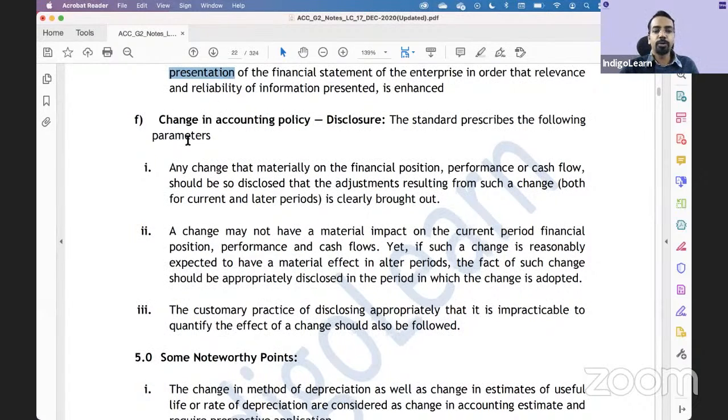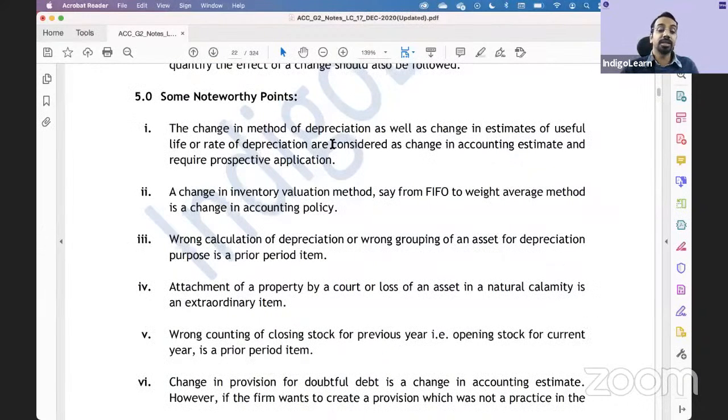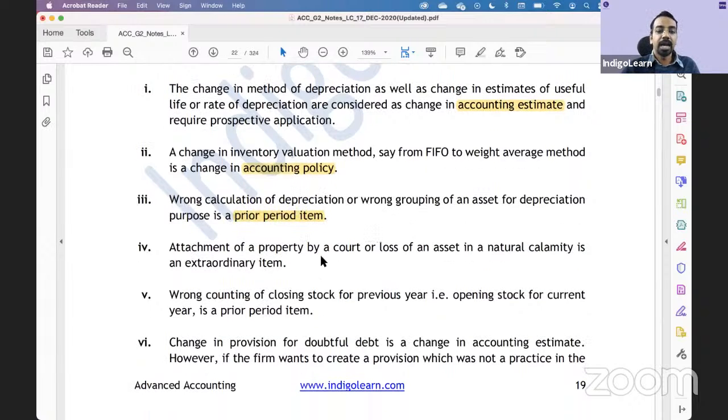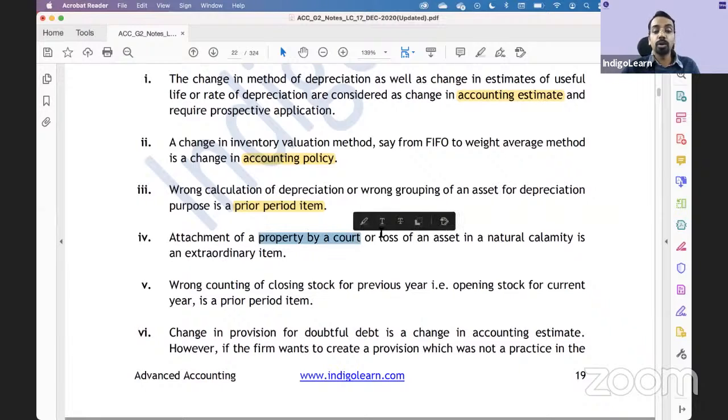So some quick explanations. Methods of depreciation and changes in estimated useful life are accounted for as a change in accounting estimate. A change in inventory valuation method is a change in accounting policy. Wrong calculation of depreciation, as we discussed, is a prior period item. Attachment of a property by a court or loss of an asset in a natural calamity is an extraordinary item.